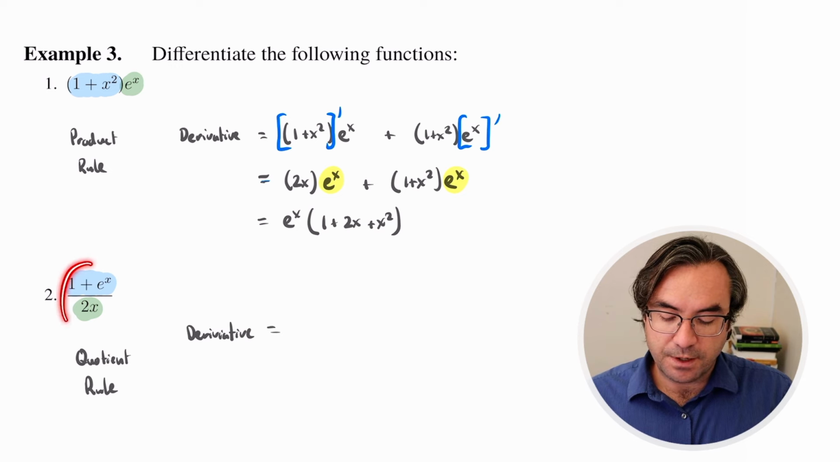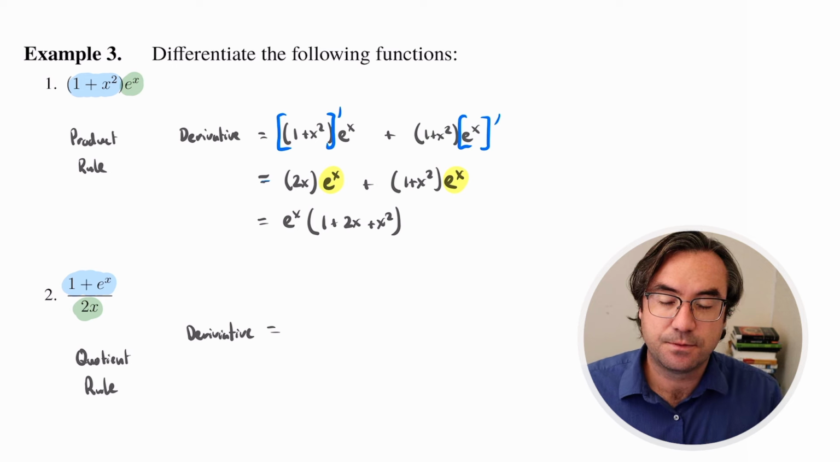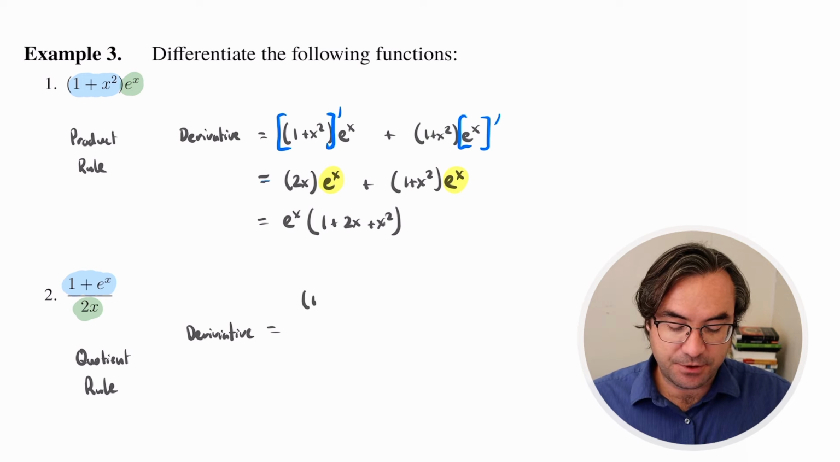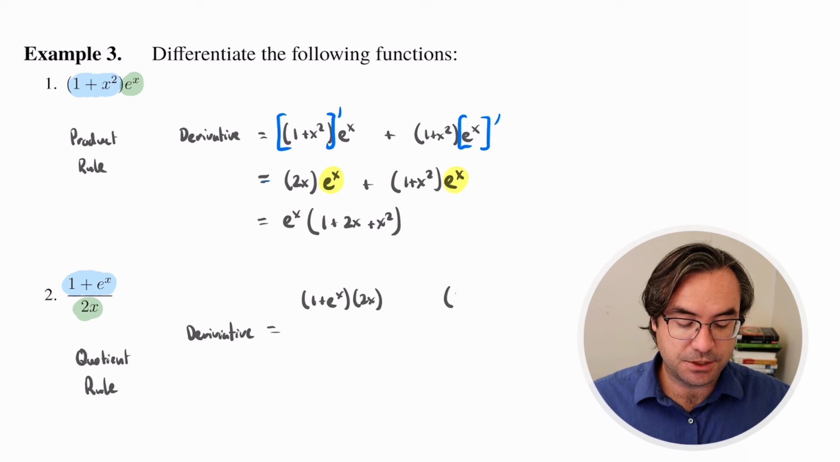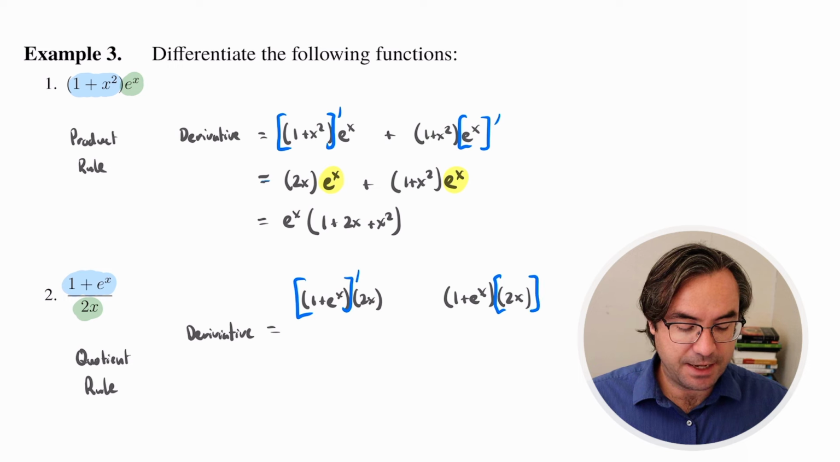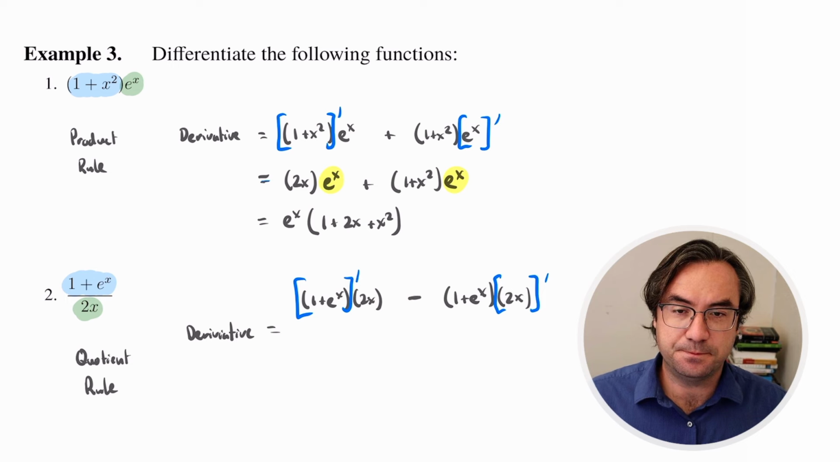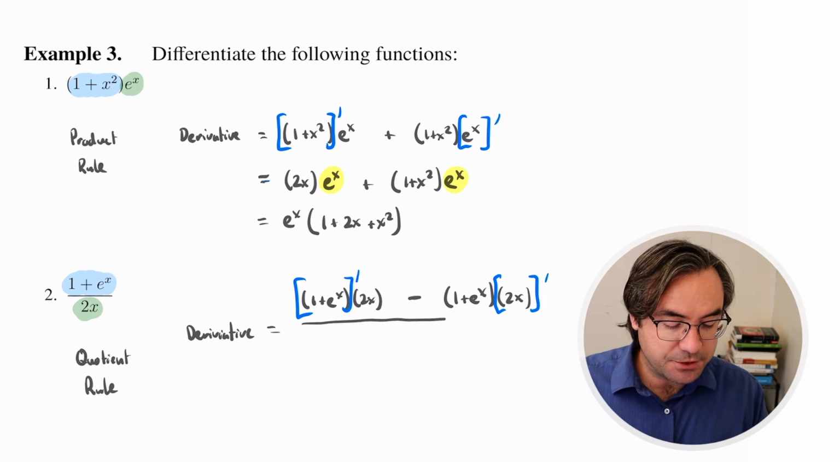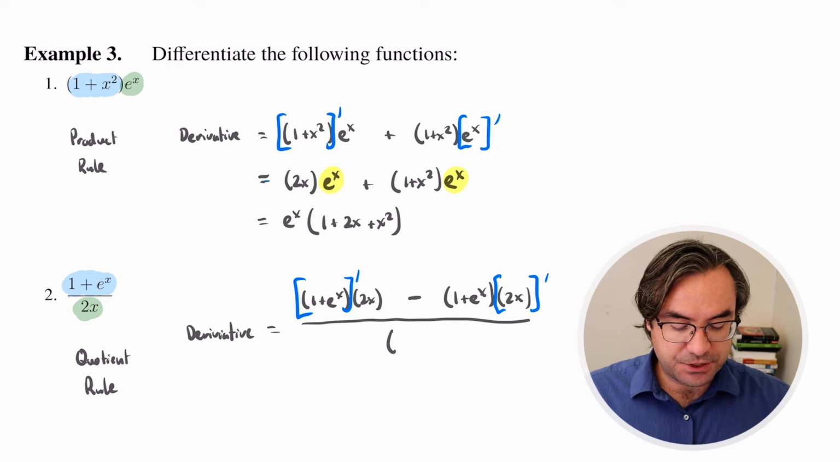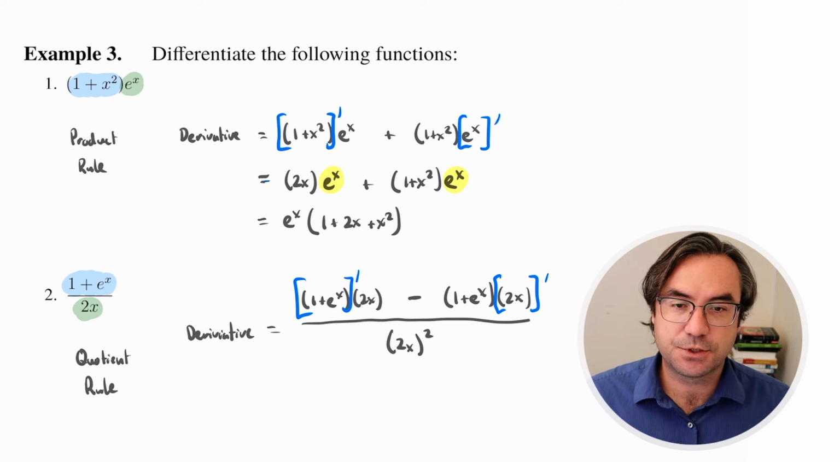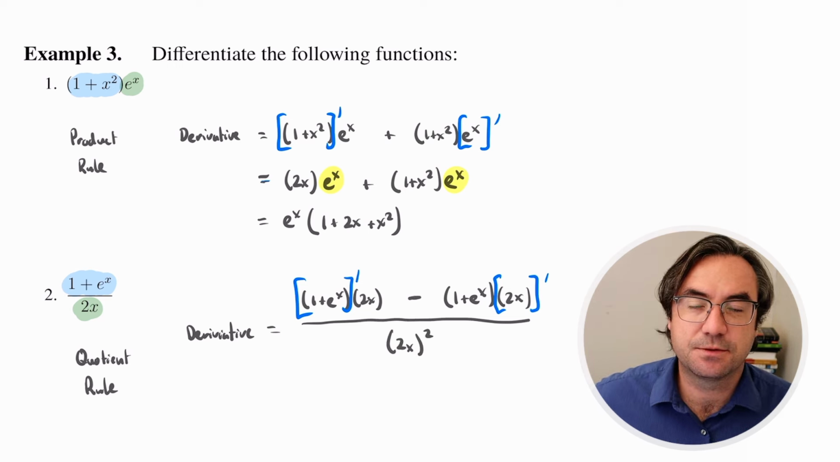Well, we write this quotient as a product. So it's the top function, 1 plus e to the x, times the bottom function. And then, just like product rule, we do two copies of that. In the first copy, apply the derivative to the first term. And then in the second copy, apply it to the second factor. And then with quotient rule, we put a minus sign in the middle. And then we make this into a big fraction, and we square the original denominator. So 2x, the whole thing squared.